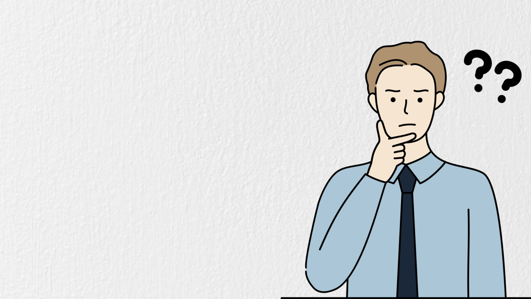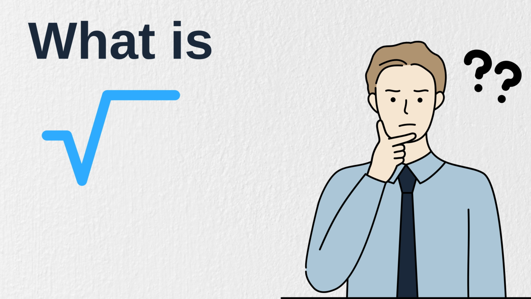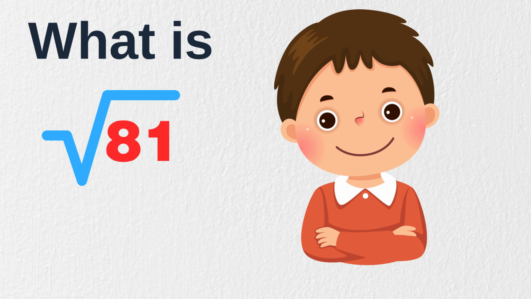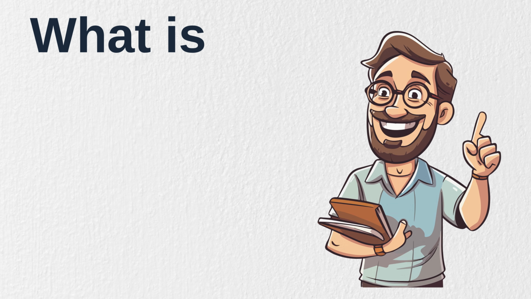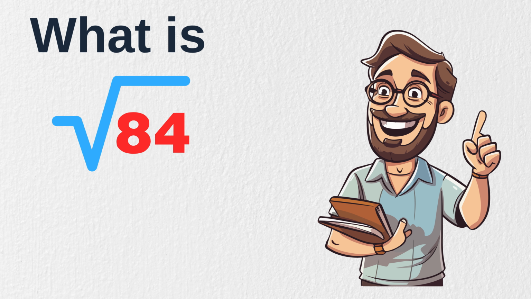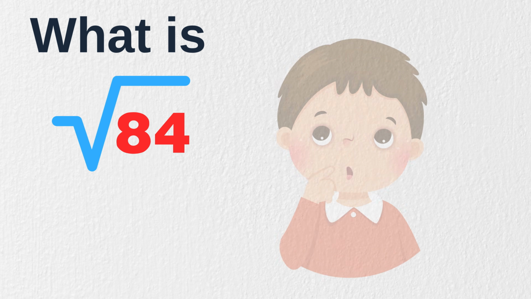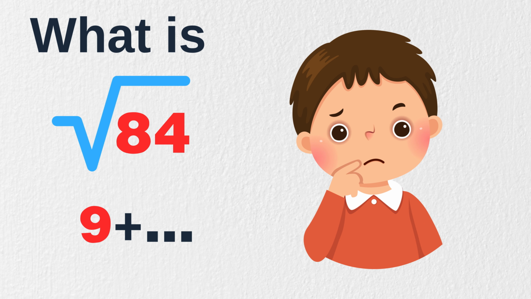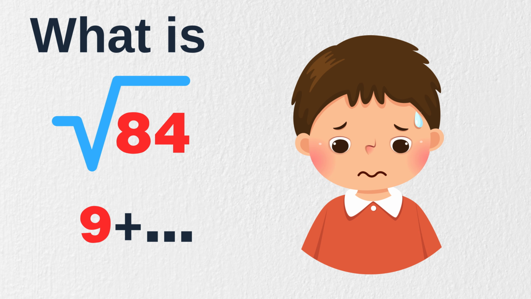Let me ask you something real quick. What is the square root of 81? You probably answer it without a blink. That's easy. It is 9. But what if I ask you the square root of 84? You will suddenly get stuck and start thinking maybe a little more than 9. That is when it gets a bit tricky and not so easy to solve.